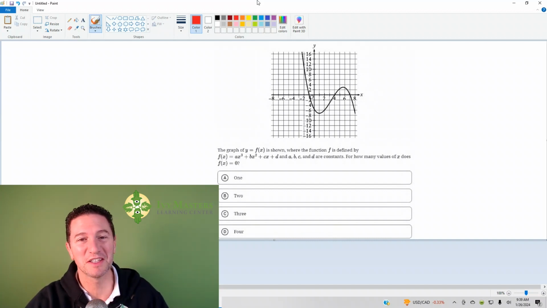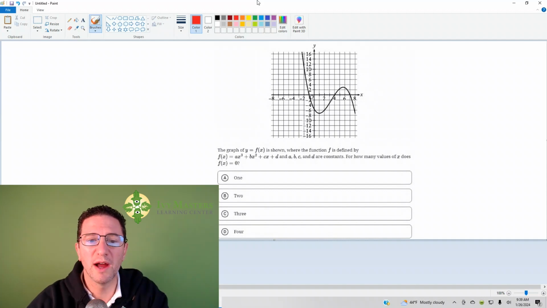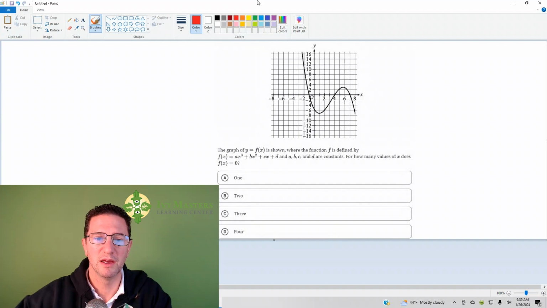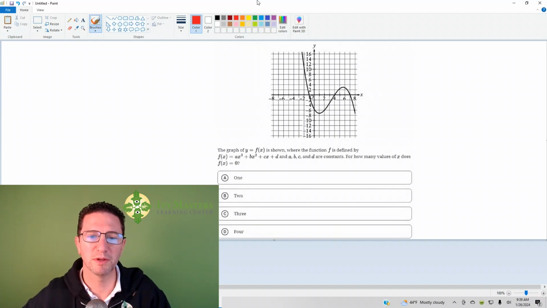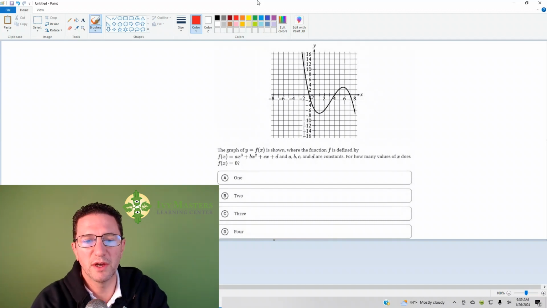And today we're looking at the 10th question from Digital SAT Test 2 Module 1. This is from the Blue Gap. Number 10 reads, the graph of y equals f of x is shown, where the function f is defined by ax cubed plus bx squared plus cx plus d, and a, b, c, and d are constants. For how many values of x does f of x equal 0?